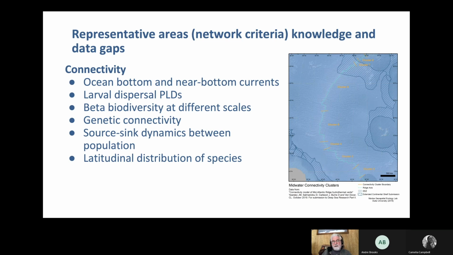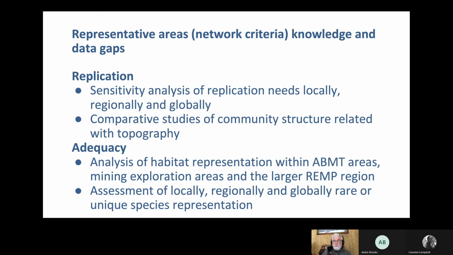For connectivity, we need to have information on ocean bottom and near bottom currents, potential larval dispersal distances, beta biodiversity at different scales, genetic connectivity, source-sink dynamics between populations, and latitudinal distribution of species. This list also could go on, but I think this hopefully gives an idea of the types of directions we're thinking about. For replication, we could really use more information on the sensitivity analysis for local, regional, and global replication, comparative studies with community structure and related topography. And then for adequacy, we need to have an analysis of the habitat representation within the area-based management tool areas and mining exploration areas, and then the larger RIMP region, as well as an assessment of locally, regionally, and globally rare or unique species.